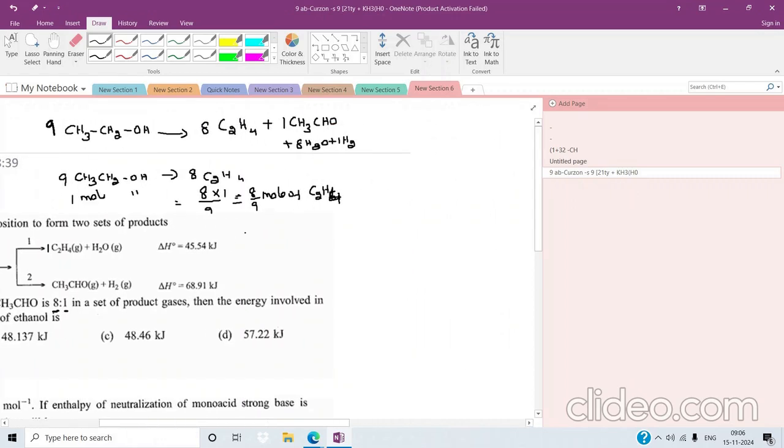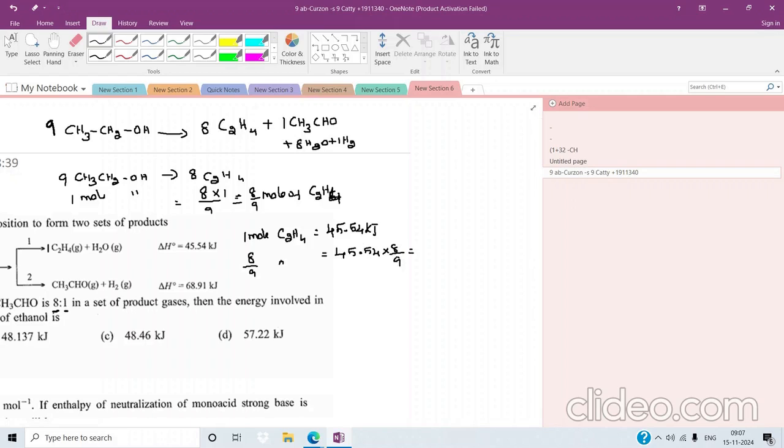1 mole of C2H4 involves 45.54 kilojoules. Then 8 by 9 mole of C2H4 involves 45.54 into 8 by 9. Actually, it will be 40.48. I will use the calculator, but please don't use the calculator. 45.54 into 8 by 9, right? So you will get 40.48. So for C2H4 conversion, I found this.